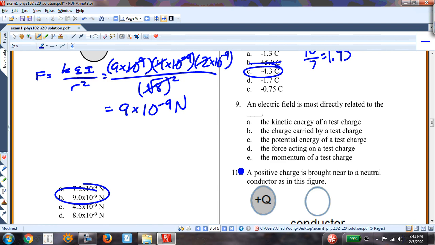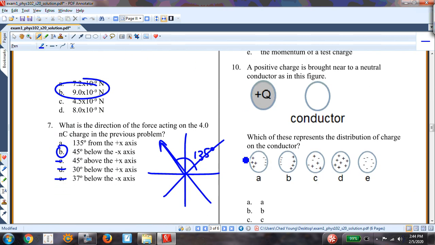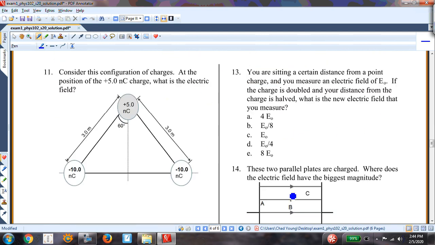The electric field is mostly directly related to, remember, electric field is force per charge. So it is most directly related to the force acting on a test charge. Positive charge is brought near to a neutral conductor. What happens? I'm going to get negatives over here, positives over here. B is the right answer.